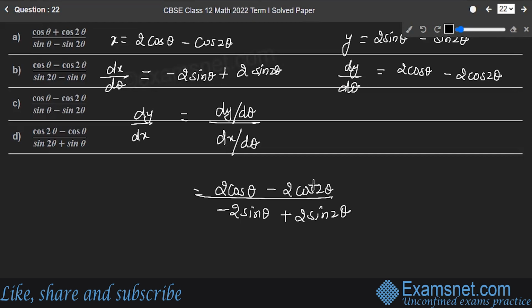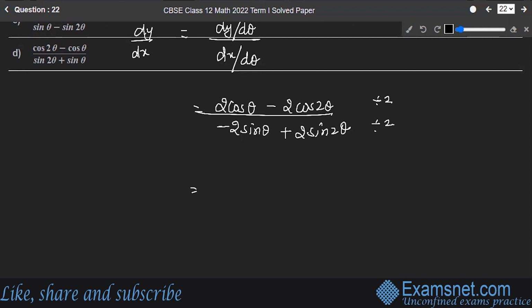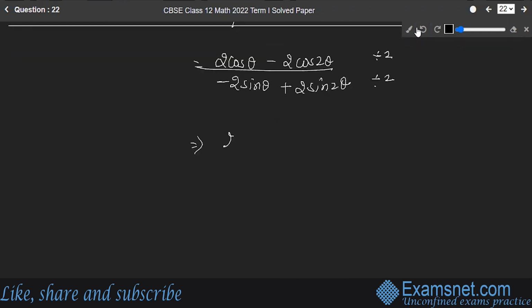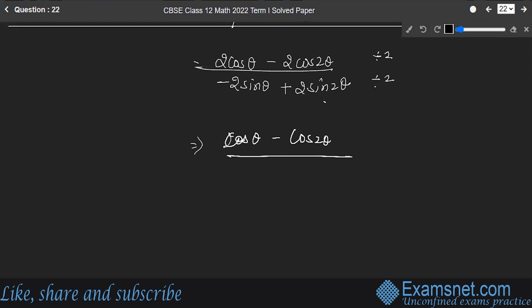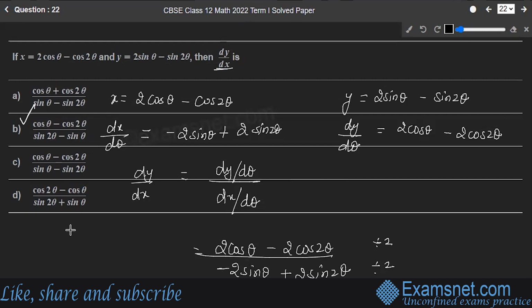Let's divide the numerator and the denominator by 2. So this will become cos theta minus cos 2 theta whole divided by, this is the positive one, so I will take it first, sin 2 theta minus sin theta. So cos theta minus cos 2 theta divided by sin 2 theta minus sin theta. This is option B. So this is the correct answer to the question. Hope you got that. Let's move to the next question then.